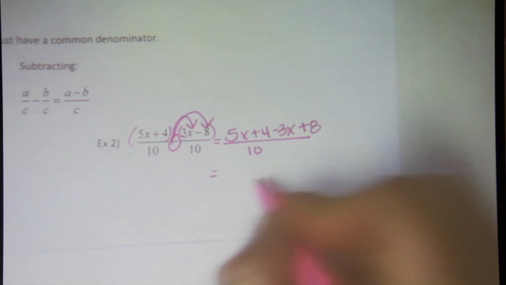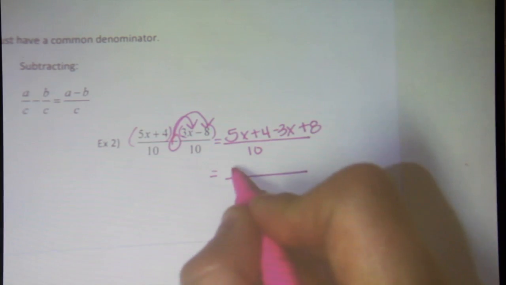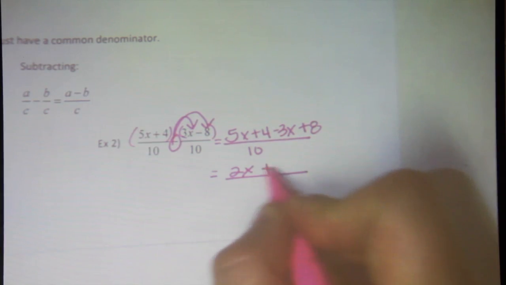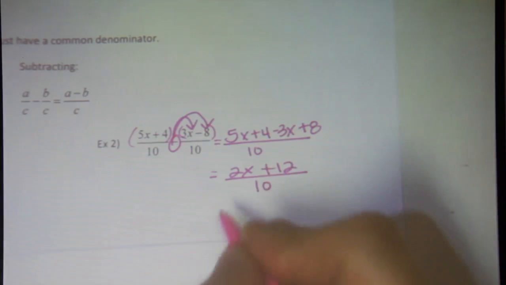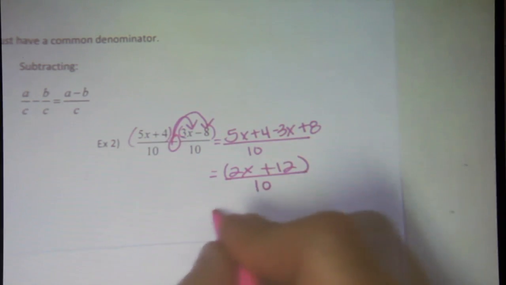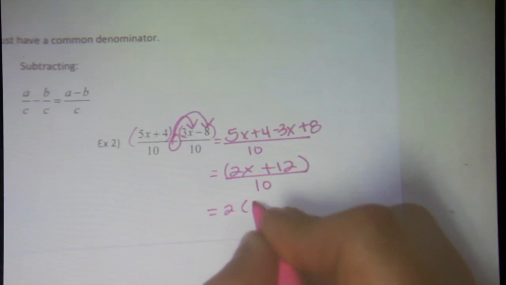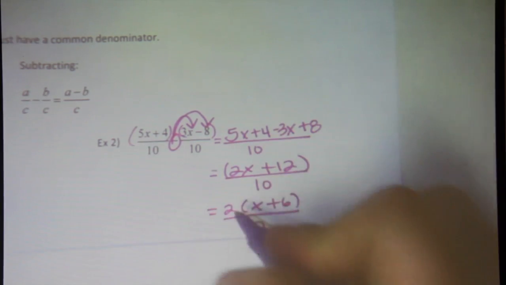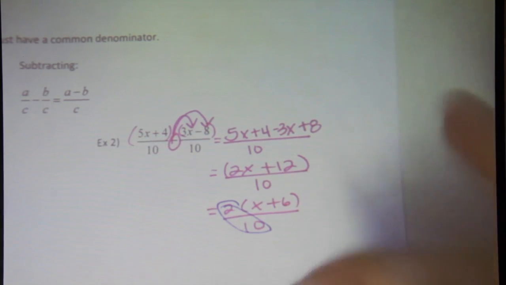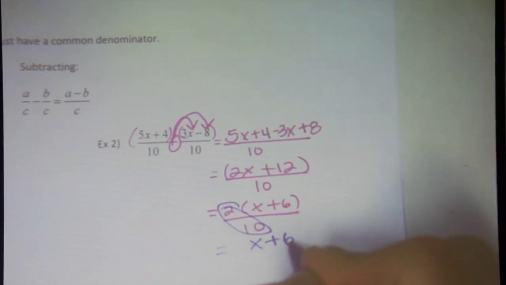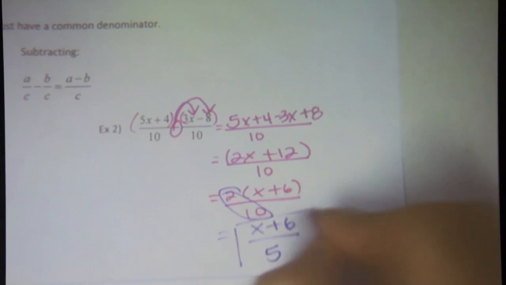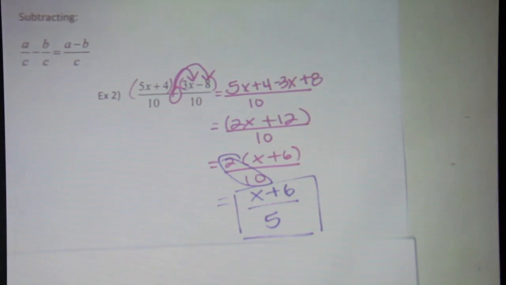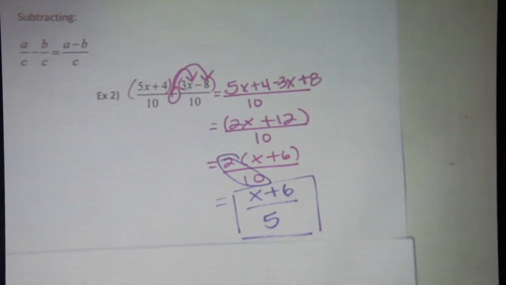So now when I combine like terms up there, 5x and negative 3x is 2x, 4 and 8 is 12. It's all over 10. In that top group, I can factor out a 2, which leaves x plus 6. And then this 2 over 10 can simplify, so my final answer is x plus 6 over 5. Okay, so that's when we already have a common denominator.